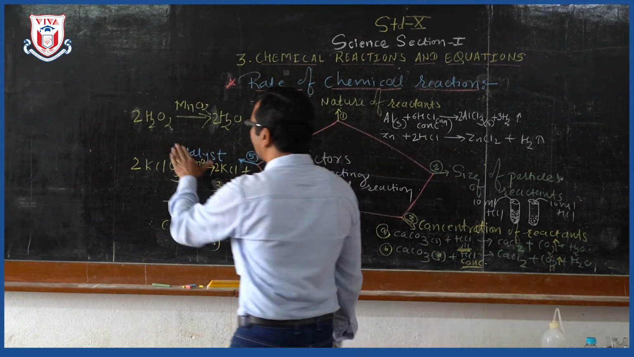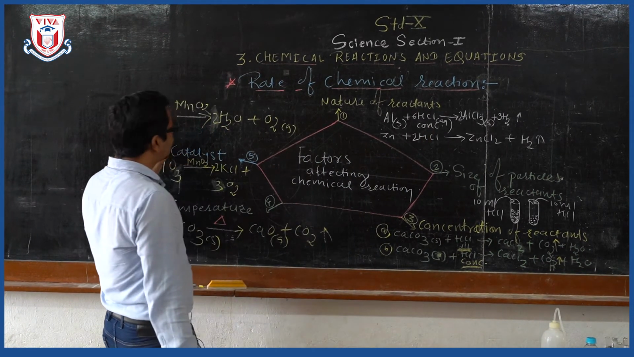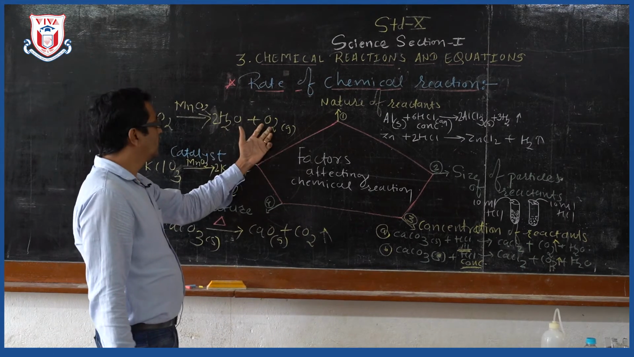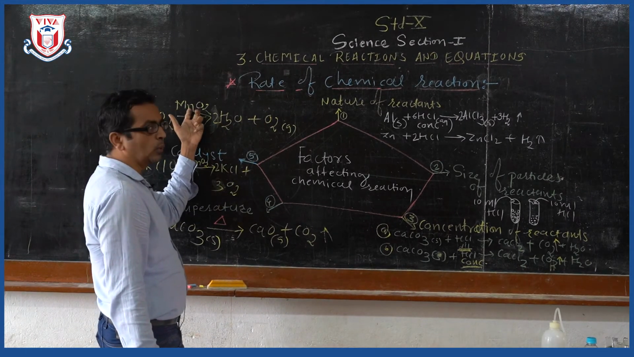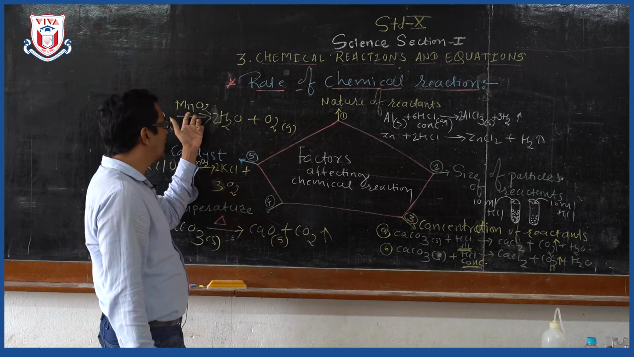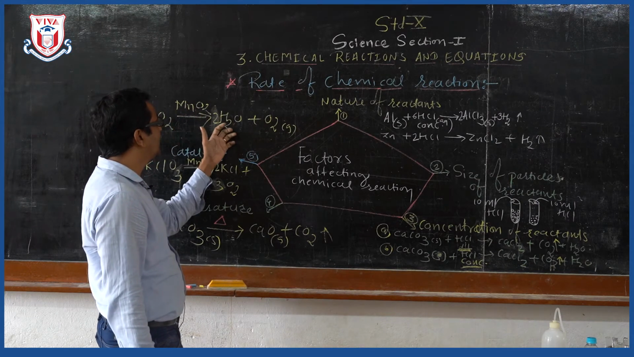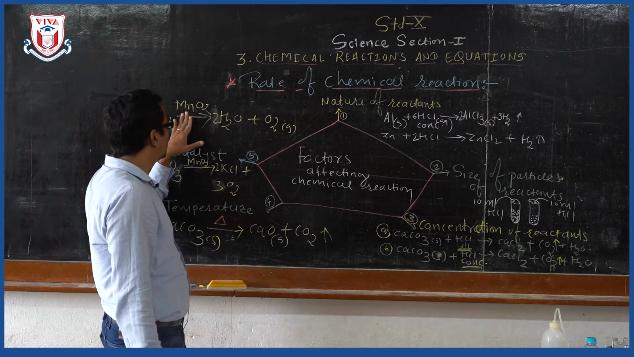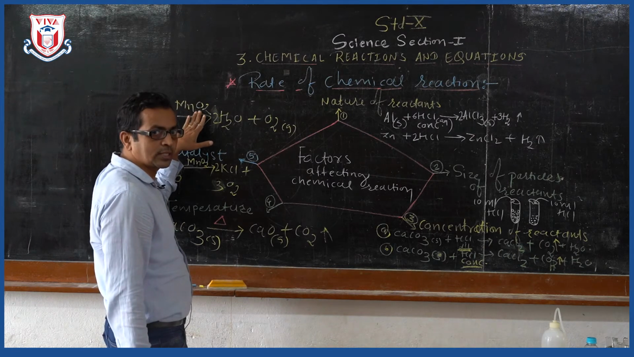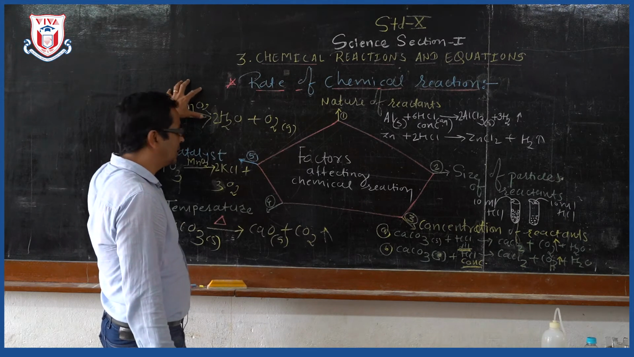Here, when hydrogen peroxide is decomposed into water and oxygen, what is the role of MnO2? It will just speed up the reaction, but there will be no change in the manganese dioxide. So that's why this is called a catalyst.